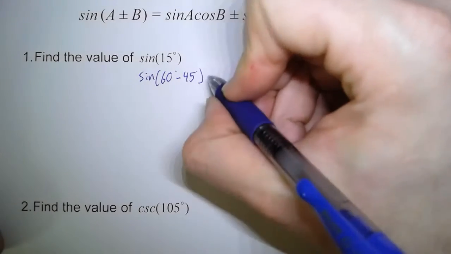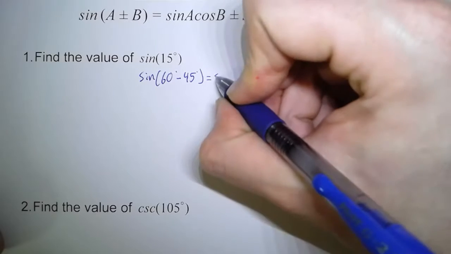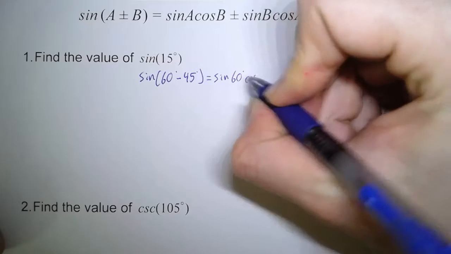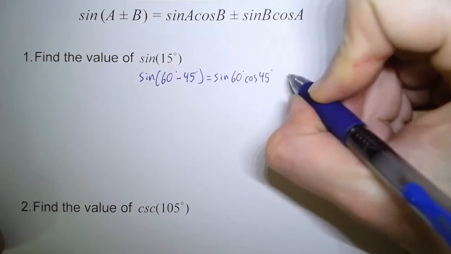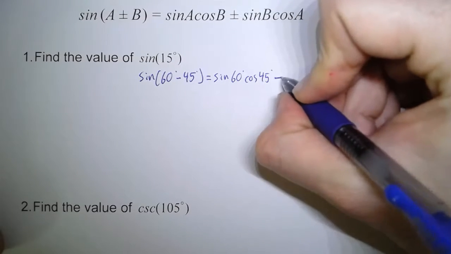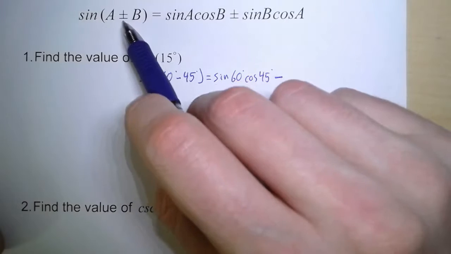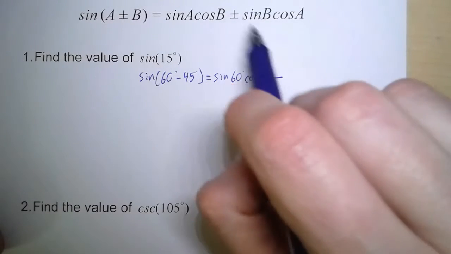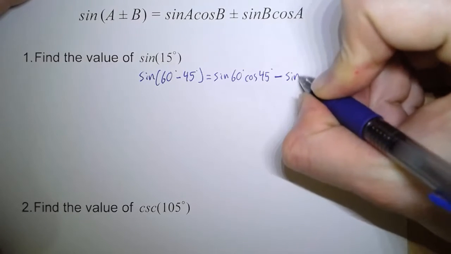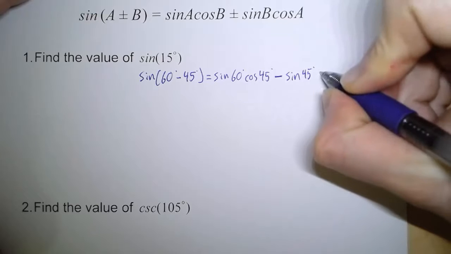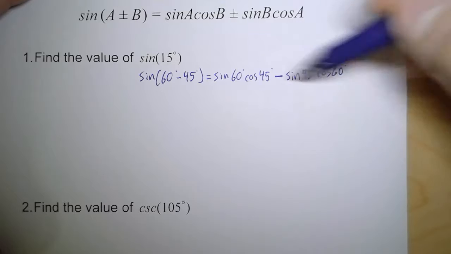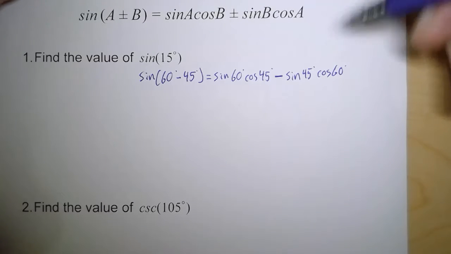So following the rule that we have here, we're going to take sine of the first angle, that's 60, times cosine of the second angle, that's 45. And these two we're multiplying. But then we're going to subtract, because we see plus or minus. So if we're subtracting here, we're also going to subtract there. Then we take sine of the second angle, which is 45 degrees, times cosine of the first angle, which is 60 degrees.